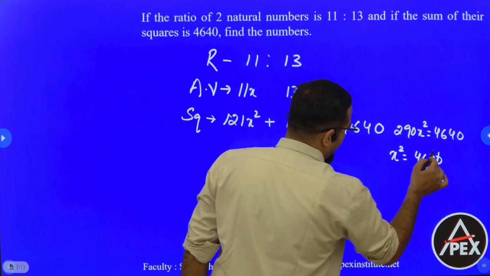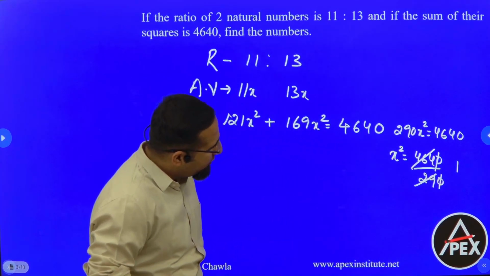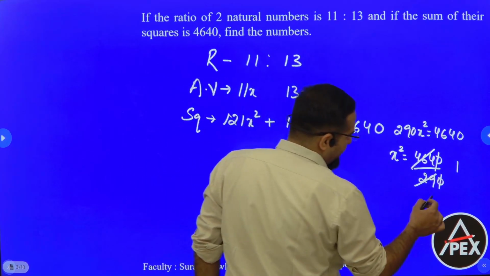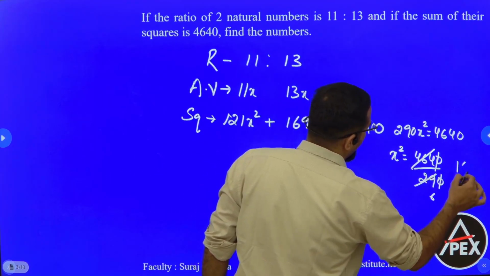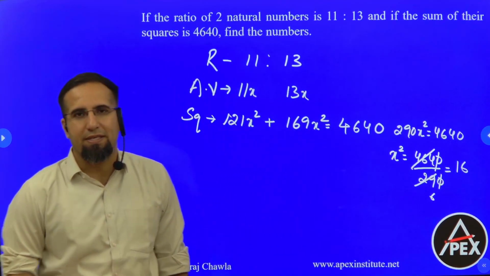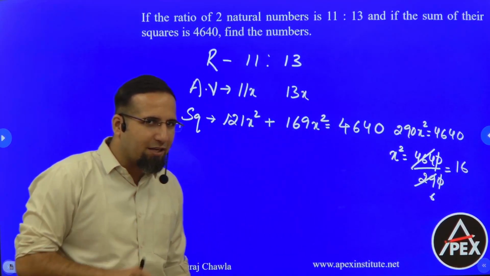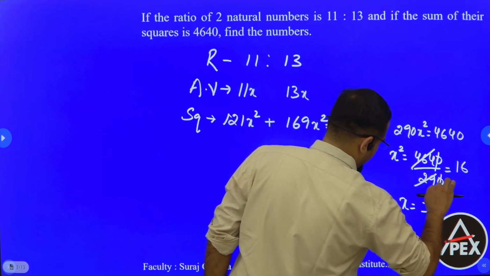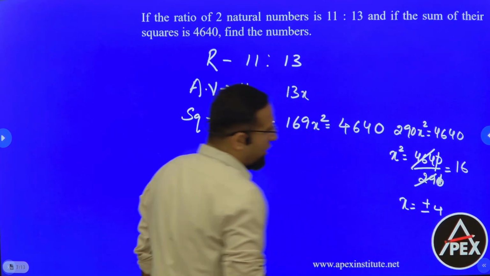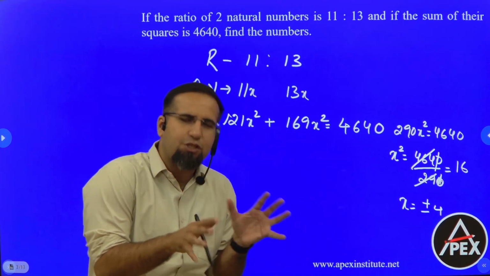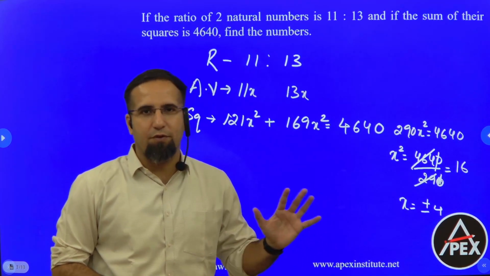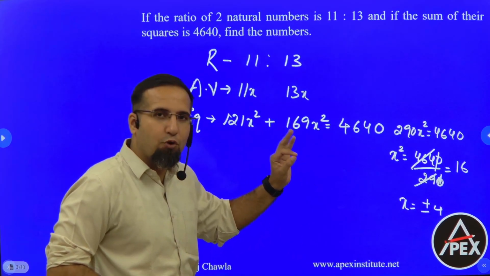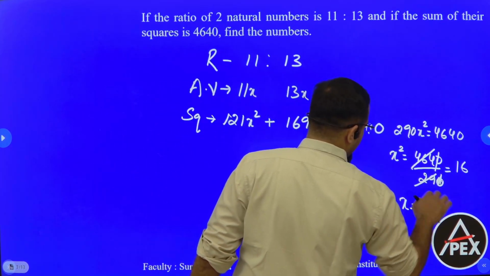Now what do we have here? Let's say 29 ones are 29 and then we are left with 174. It's a number ending with 4. So let's try with 6. 6 into 29 gives me 174. So therefore x square is equal to 16. If x square is equal to 16, then what is the value of x here, guys? The value of x will be plus or minus 4. Now, since the question is talking about two natural numbers, or ratios, which are generally based on positive numbers only, right? So whenever I am talking about two natural numbers, the value of x that we would consider will be plus 4.